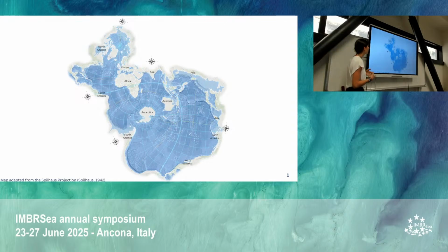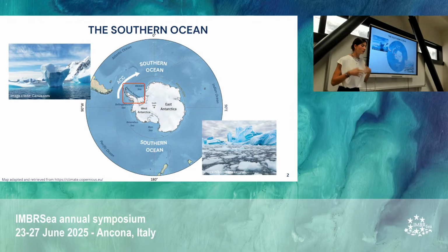And at the center of this global ocean system, we find Antarctica surrounded by the Southern Ocean. And this is exactly where I want to take you today. So the Southern Ocean is home to the strongest and longest current in the world, the Antarctic Circumpolar Current, which is flowing clockwise around the continent and isolates this region from the rest of the world.